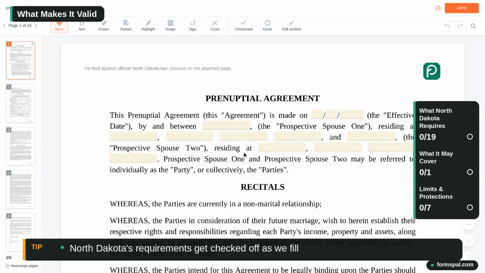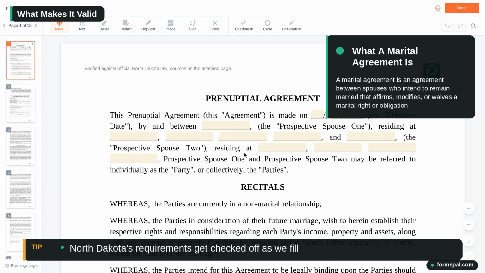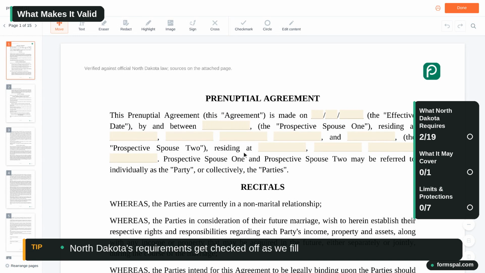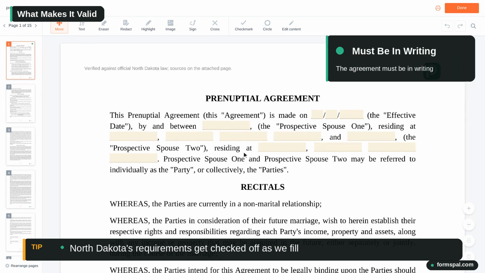This is a contract between two people planning to marry, made ahead of the marriage and effective when it happens. A marital agreement is the version for spouses who plan to stay married, affirming, changing, or waiving a marital right or duty. The act does not reach every agreement ever signed in the state. The statute names the date it starts from. The agreement has to be in writing, and that is the document in front of you.